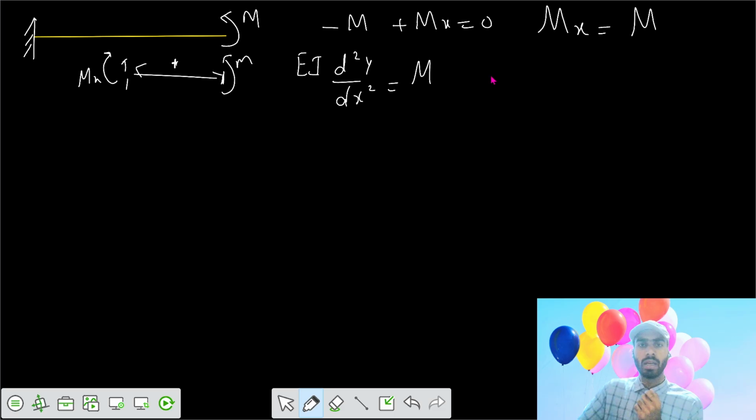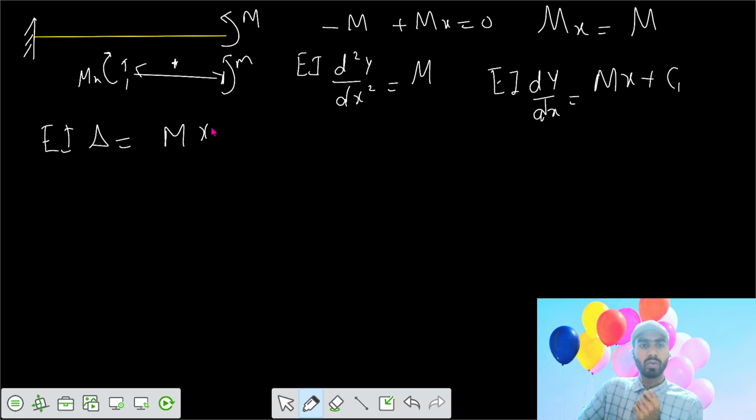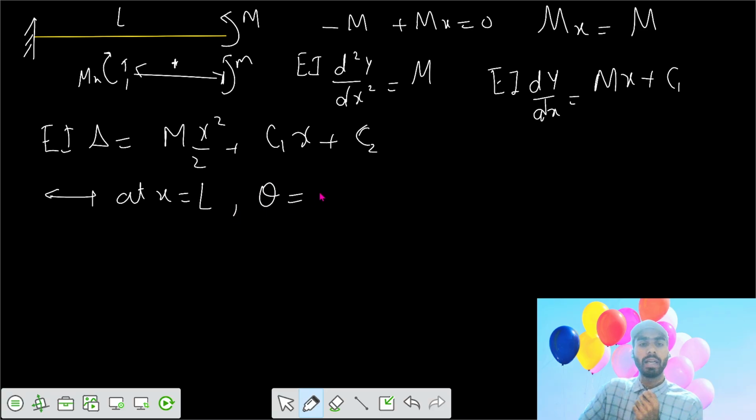can say EI dy by dx equals to Mx plus C1, and we can also have that EI delta equals to Mx squared by 2 plus C1x plus C2. Now we have to apply the boundary condition. At the free end there is no boundary condition, so we go to the fixed support at x equals to L. We have theta equals to 0.